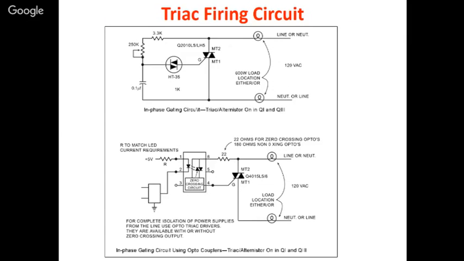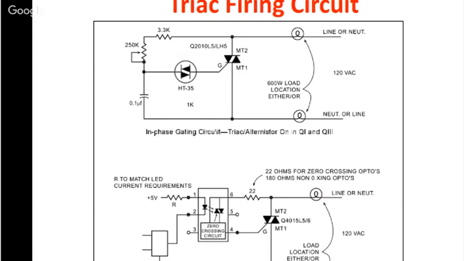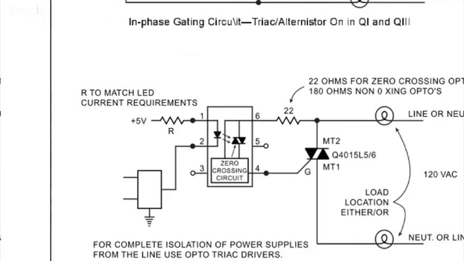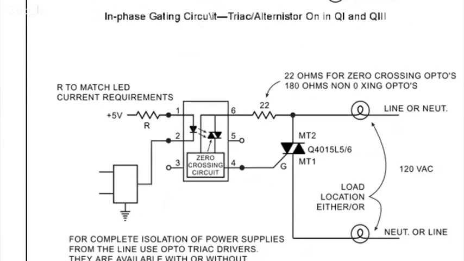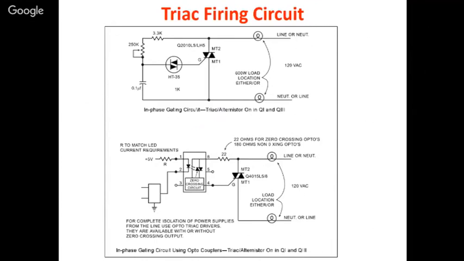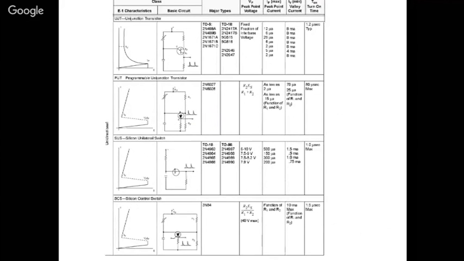And here a triac firing circuit is also shown. Mainly I just wanted to show you this gate trigger, the isolation circuit here. So this is the isolation circuit, and here it is the optocoupler-based isolation. That is what I wanted to show you here.